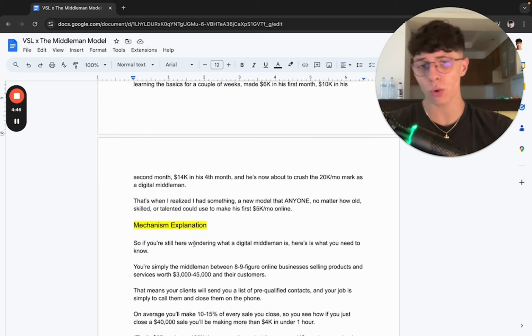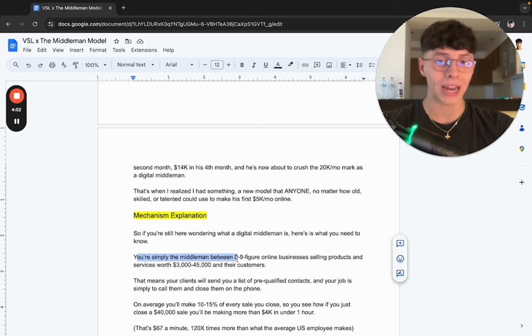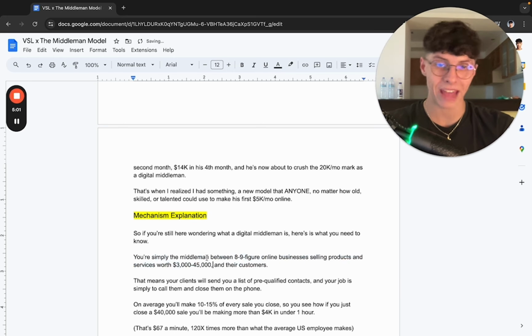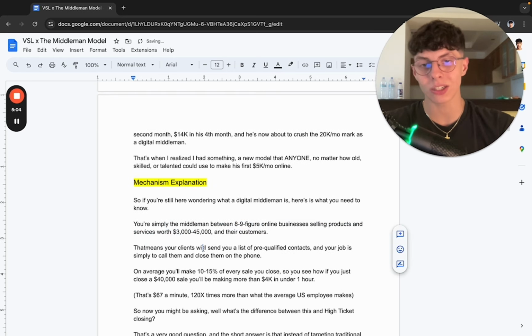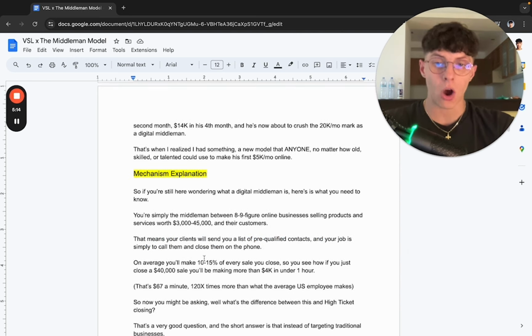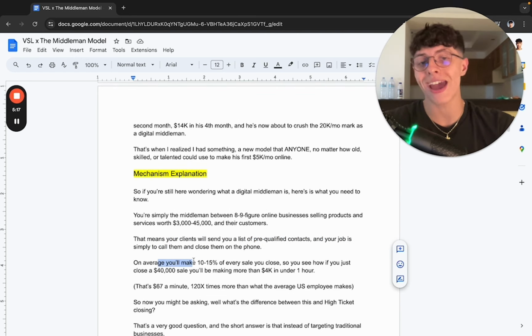So if you're still here wondering what this digital middleman is, here's what you need to know. We are simply the middleman between eight to nine figure online businesses selling products and services worth $3,000 to $45,000, and their customers. That means your clients will send you a list of pre-qualified contacts, and your job is simply to call them and close them on the phone. On average, you'll make 10 to 15% of every sale you make.